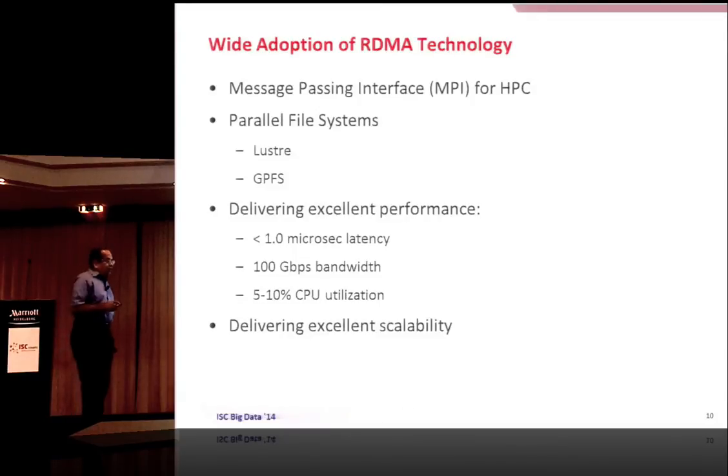So if you take a look at this RDMA technology over the years, especially for HPC, as you know, MPI, the Message Passing Interface standard, is the common middleware all these modern HPC systems use. So RDMA technology has been very widely used for MPI, and also for parallel file systems like Lustre or GPFS. They have native RDMA designs for InfiniBand, and broadly they deliver excellent performance. I'll show some sample numbers.